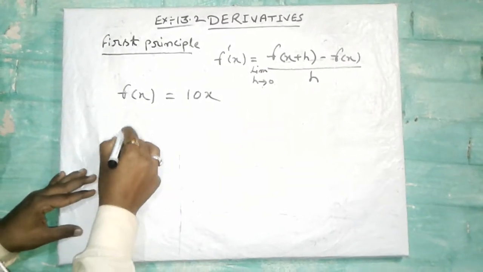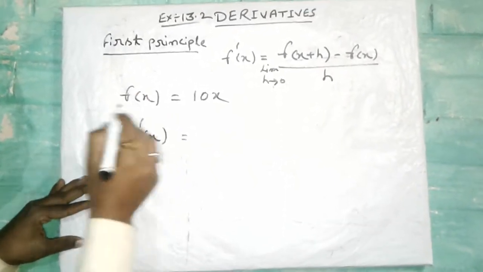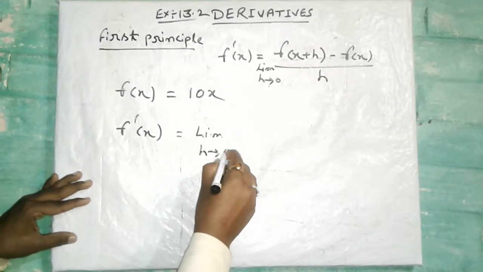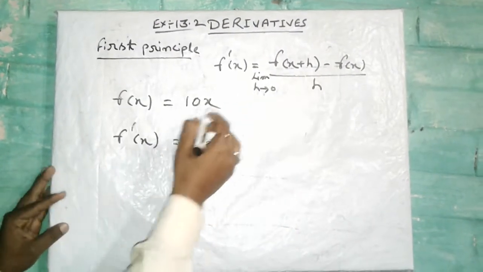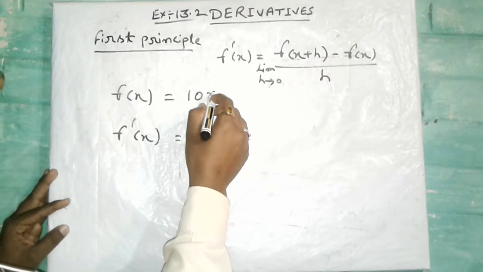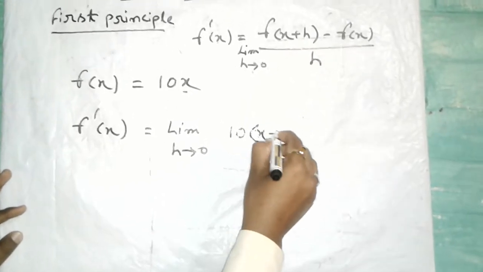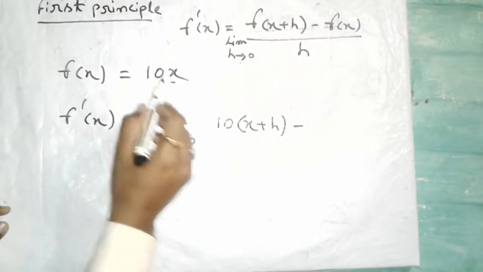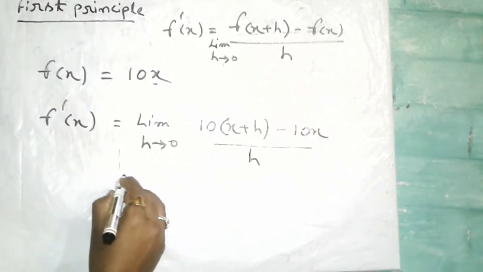So use this formula. In place of f(x) we have to write f dash x, that is the derivative of f(x). So what is the formula here? It is the limit as h tends to 0 of f(x plus h). Here in the formula x plus h is there. That means in place of x I have to put x plus h. So if I put x plus h, then this function will become 10 into (x plus h), minus f(x). Our f(x) is what? 10x. So we will write 10x, divided by h. This is the way to put the value.